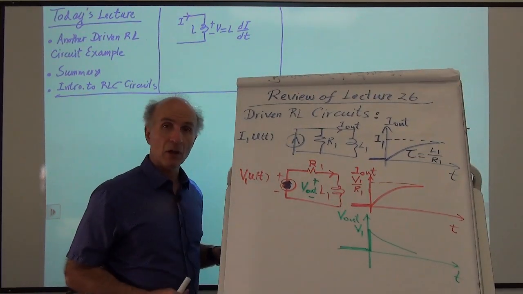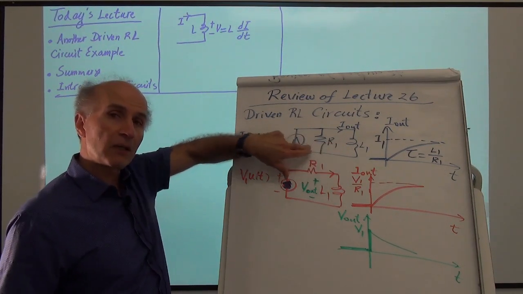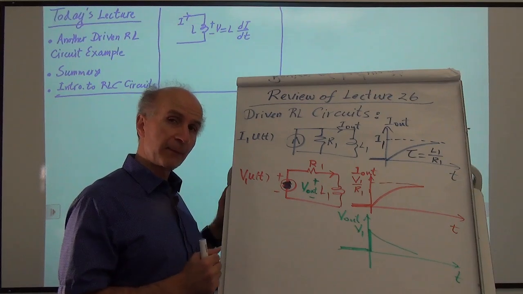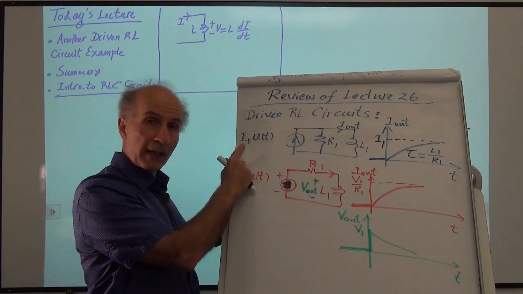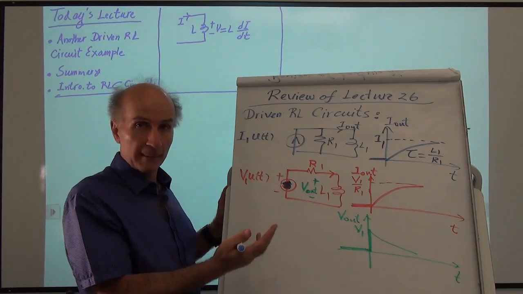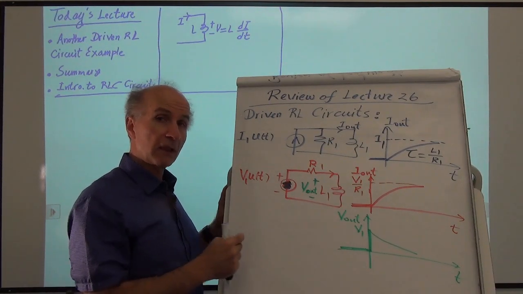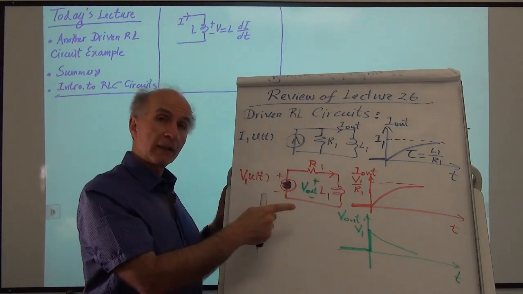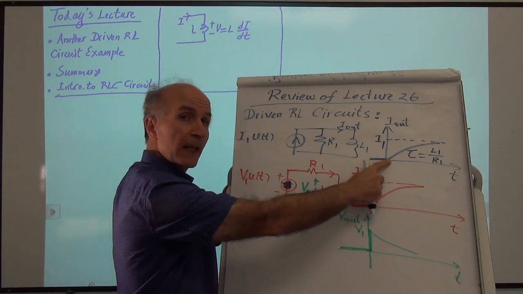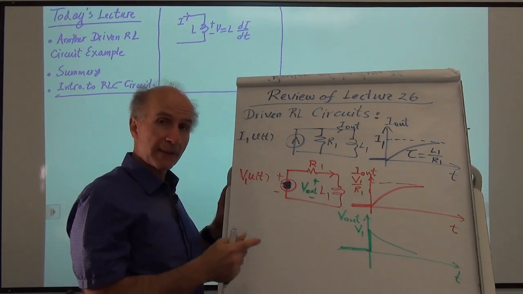We talked about driven RL circuits, starting with the simple example of a parallel combination of a resistor and an inductor driven by a current step, a current that jumps from 0 to I1 at time 0. And we wanted to study various parameters in the circuit, for example, the current flowing through the inductor, I out. And we saw that initially, because L1 has no current, its current cannot jump. So if it's 0 before 0, it has to stay 0 for a little while. And then it takes off and approaches its final value.